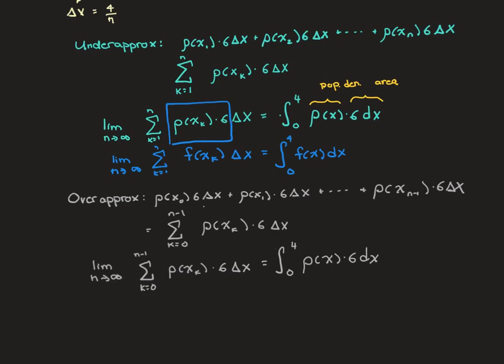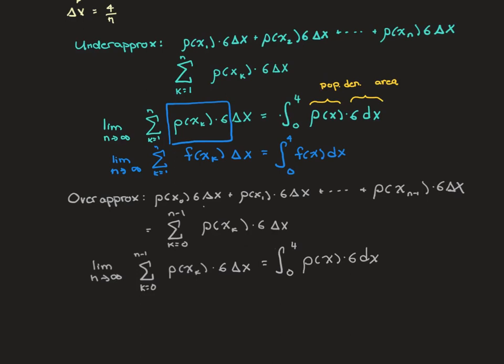You see that when k equals 0, well, x sub 0 is still 0. And the last value of x is x sub n minus 1. But as n goes to infinity, that gets arbitrarily close to 4. So, in the end, the integral from 0 to 4 of rho of x, 6 dx, gives us the population.